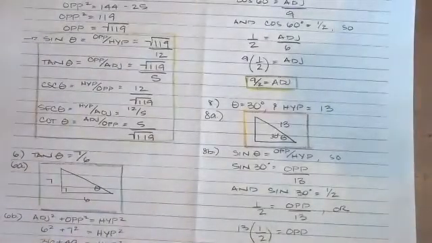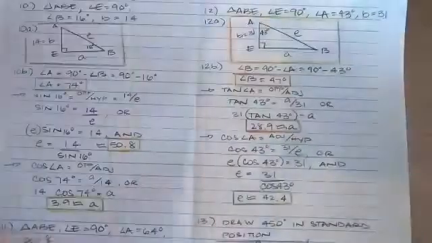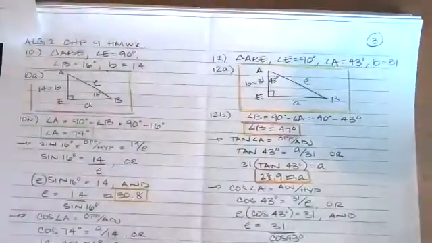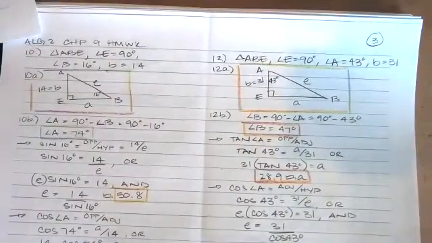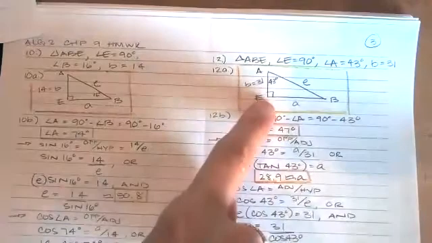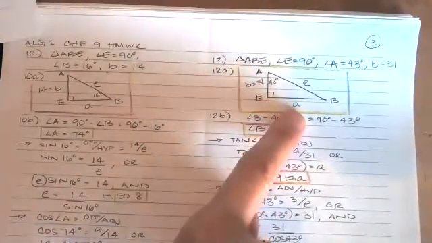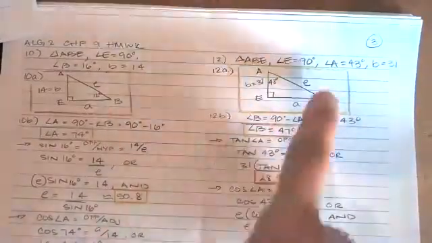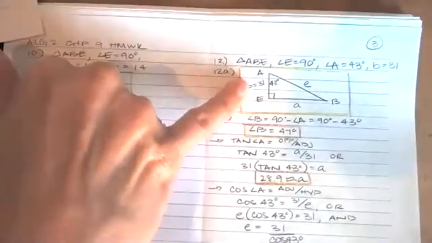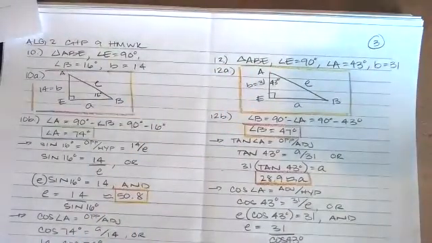Let's see. So the next column of problems, the one at the top of the page, is number 12. They gave us the triangle ABE. The right angle is E. We know that angle A is 43 and the length of side B is 31. The instructions started off with draw the triangle. So I've got A, B, and E as the right angle. The side opposite of A is lowercase a, the side opposite of B is lowercase b, and lowercase e is the hypotenuse. We're told that this side is 31 and angle A is 43 degrees, and we had to solve the triangle.